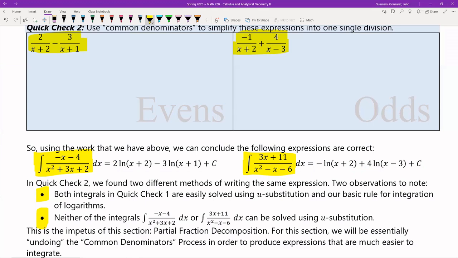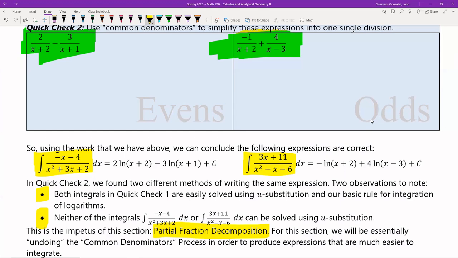Now, I gave you the breakdown, and those breakdowns are the things in green that I'm highlighting right now. So how can we get those breakdowns? That is the point behind this section. It is called the partial fraction decomposition. We are essentially undoing common denominators. That is what this process does.